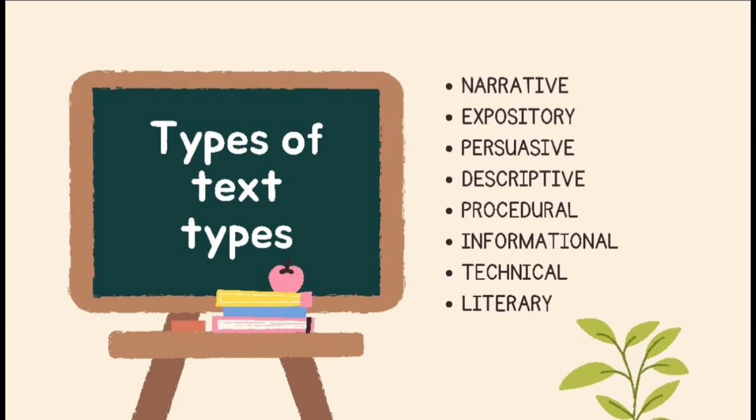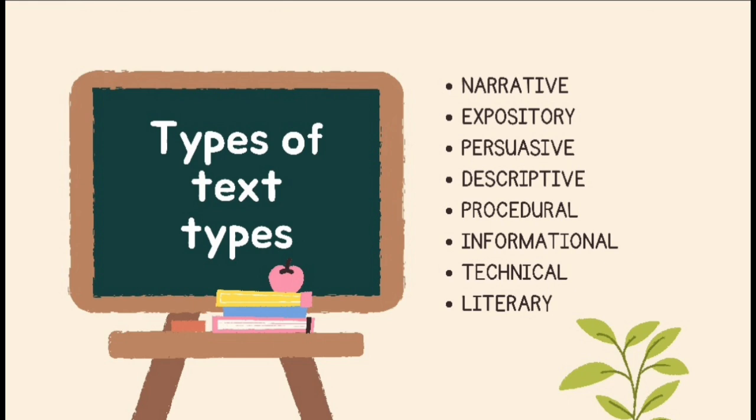Number 5. Procedural. Purpose: to provide instructions or hints for completing a task. Characteristics: uses clear steps, numbered lists, and visuals to guide the reader. For example, recipes, assembly instructions, user manuals, scientific protocols.